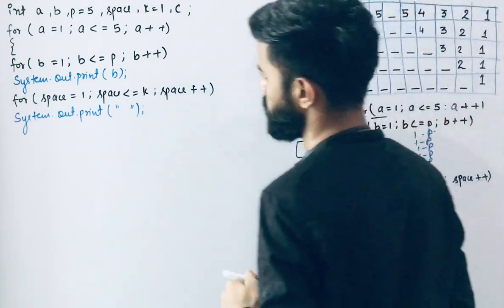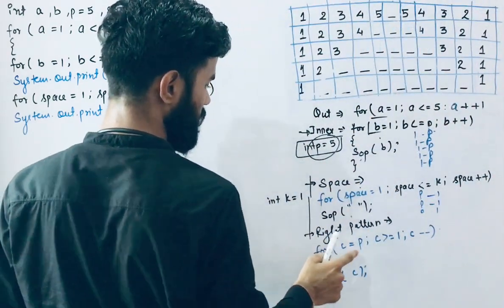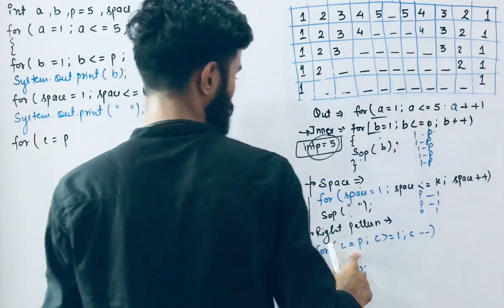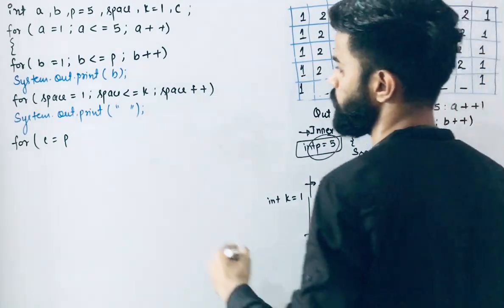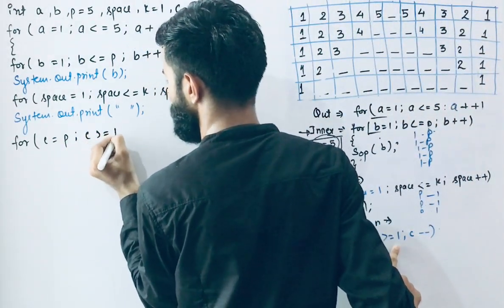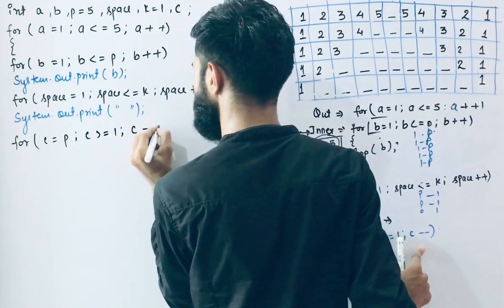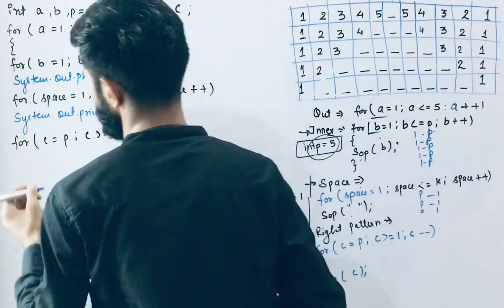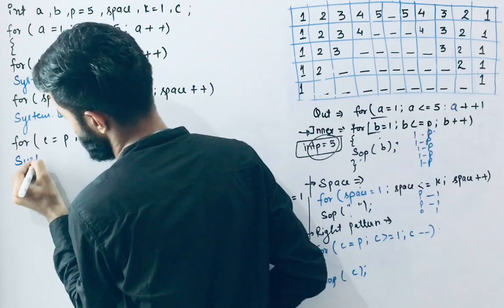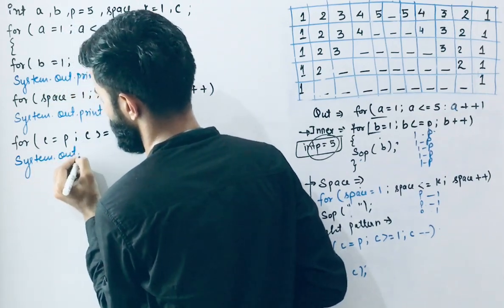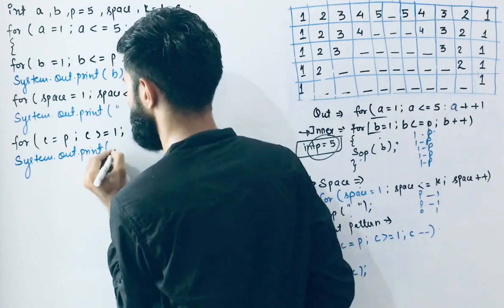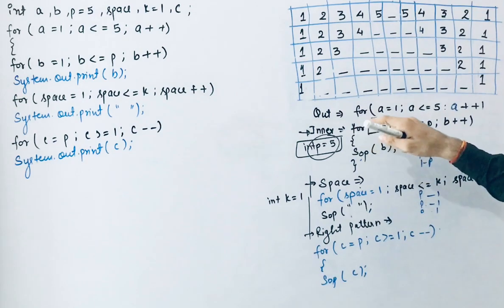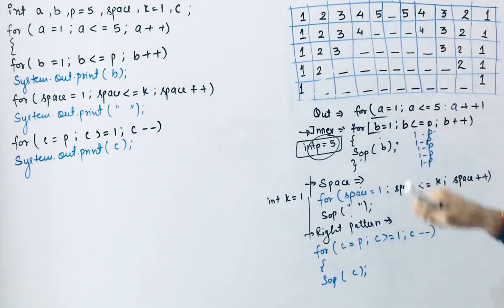After this, the right pattern. So for the right pattern, what we do is c equal to p. For c equal to p, and then c is greater than or equal to 1, and then c minus minus. Now after this, we are going to print c. System dot out dot print, and then c. Now after printing c, the printing of the left pattern, spaces and right pattern is completed.